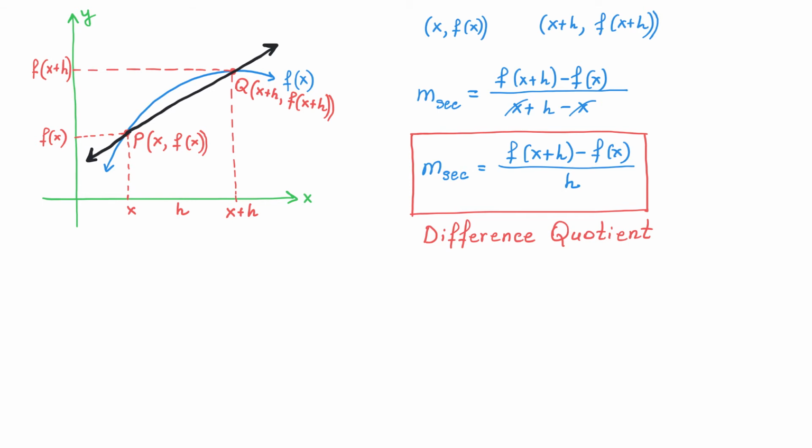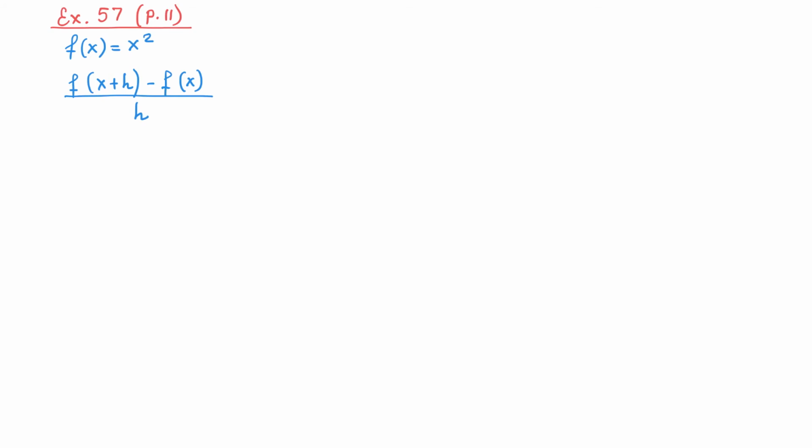Next, we will have a few examples where we will use this formula. On exercise 57, page 11, we are given the function f of x equals x squared. We have to simplify the difference quotient using this function.